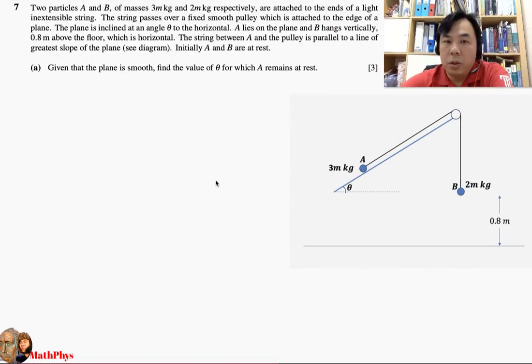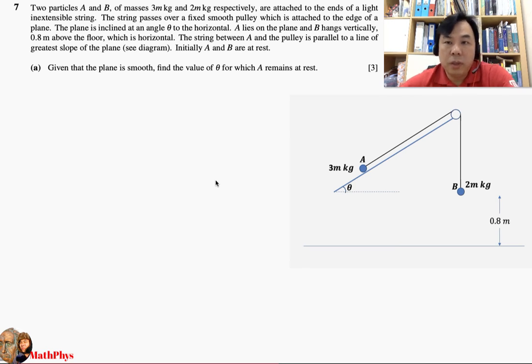All right, our last question for today. Question 7, 7A. I think there are three sections here, sections A, B, C. We're going to look at section A now. Before that, let's read that through. Now we have two particles, A and B, as shown in the diagram there. One of them has a mass of 3m, the other one is 2m, attached end to end to a light inextensible string. The string passes over a fixed smooth pulley.